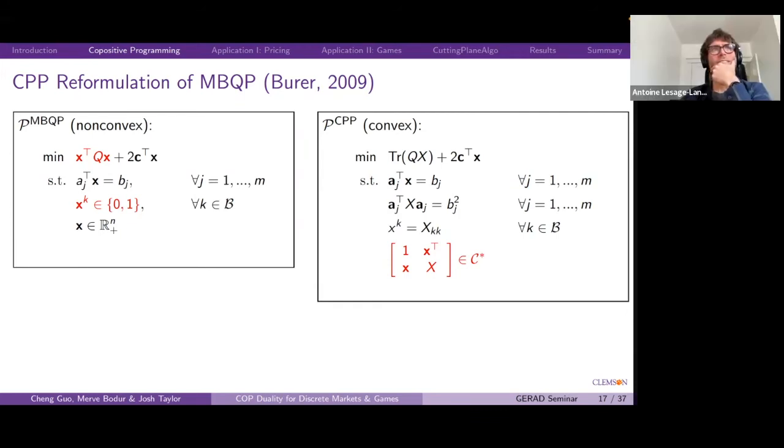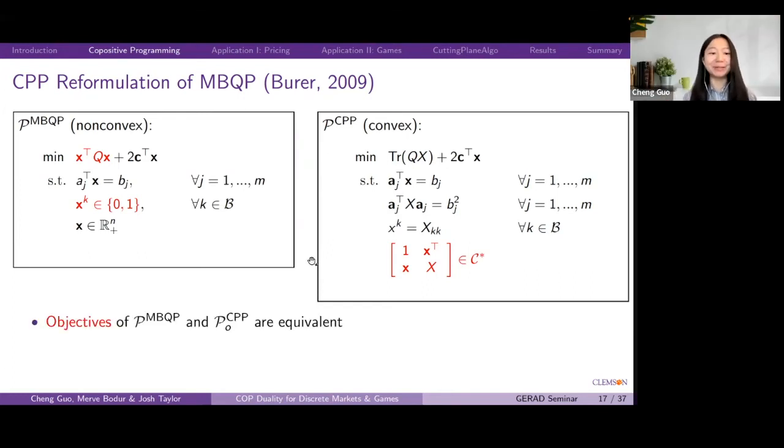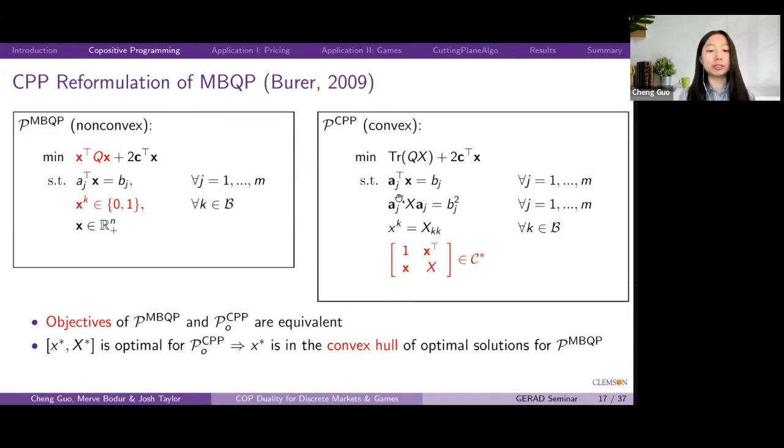So what do we mean by exact reformulation? It means that the objectives of the two problems are equivalent. And also, if we have an optimal solution for the convex problem, then the small x in the optimal solution is inside the convex hull of the optimal solutions for the non-convex problem on the left. And this is important because it indicates that the small x from the right side isn't necessarily binary. If it's non-binary, it means it's in the convex hull of the binary variables from the left. And also, if the problem on the right-hand side has a unique optimal solution, then we can make sure that small x is binary. Otherwise, we might get a continuous solution for small x.